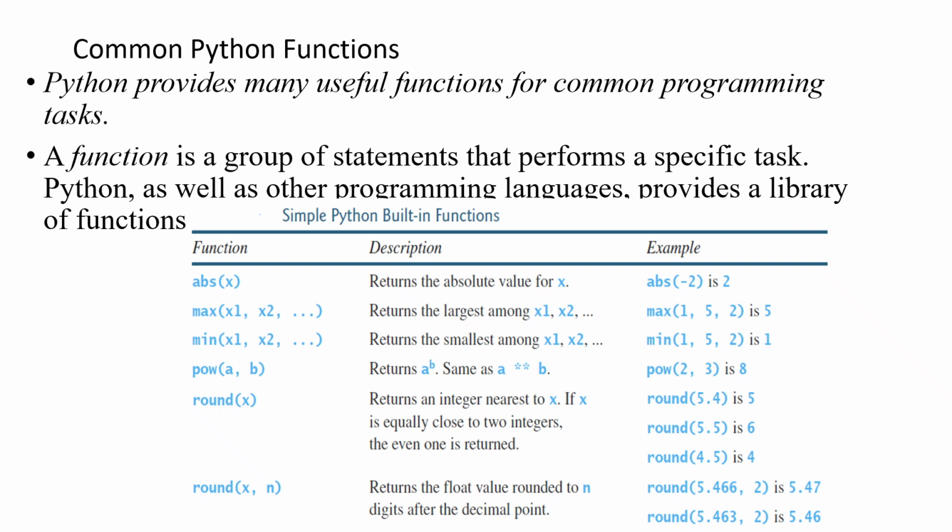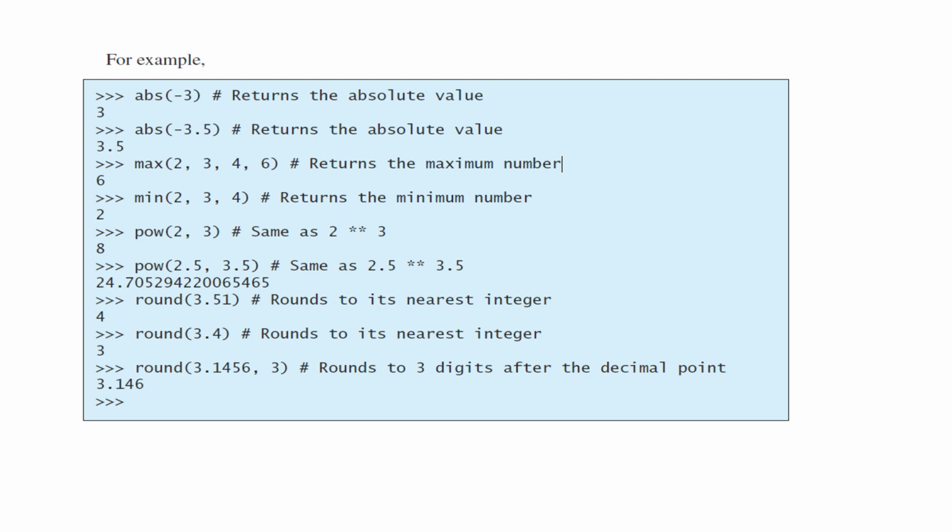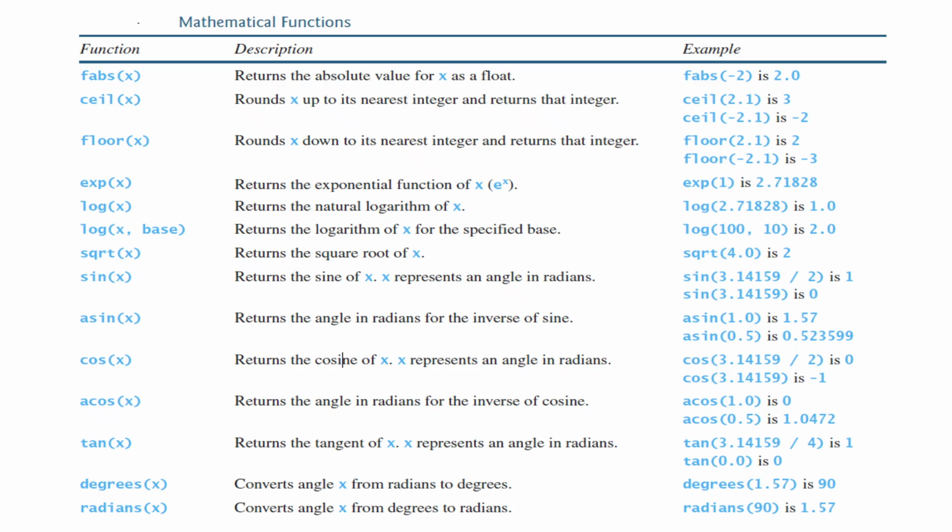max of x1, x2 and so on returns the largest among x1, x2 and so on. min of x1, x2 and so on returns the smallest among x1, x2 and so on. pow of a comma b returns a power b, same as a double star b. round of x returns an integer nearest to x. If x is equally close to two integers, the even one is returned. round of x comma n returns the float value rounded to n digits after the decimal point. So this is the example for the built-in functions.